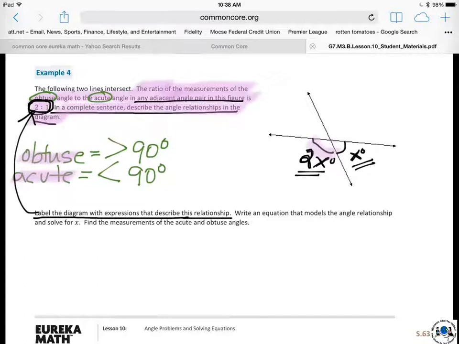Okay, so now knowing that, we can go ahead and write an equation, because of course we need expressions before we can write an equation. Write an equation that models the angle relationship and solve for x, and then go ahead and find the measurements of the acute and obtuse angles. Okay, so you're going to find those measurements. So go ahead and do that. Write that equation out. You just use what you know, and come on back.